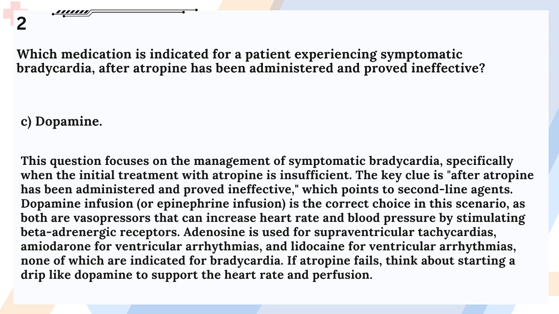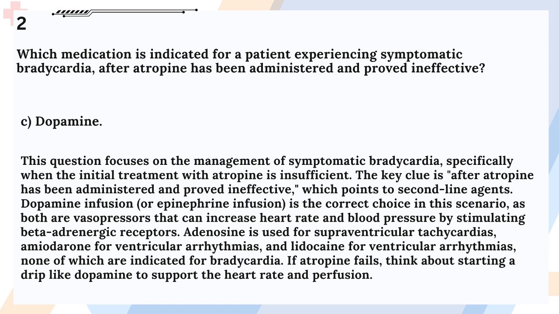Answer C. Dopamine. This question focuses on the management of symptomatic bradycardia, specifically when the initial treatment with atropine is insufficient. The key clue is after atropine has been administered and proved ineffective, which points to second-line agents. Dopamine infusion, or epinephrine infusion, is the correct choice in this scenario, as both are vasopressors that can increase heart rate and blood pressure by stimulating beta-adrenergic receptors.